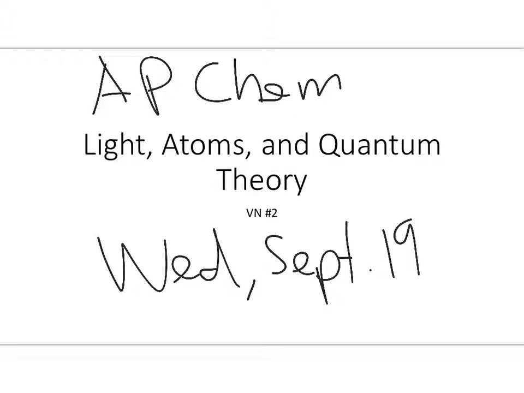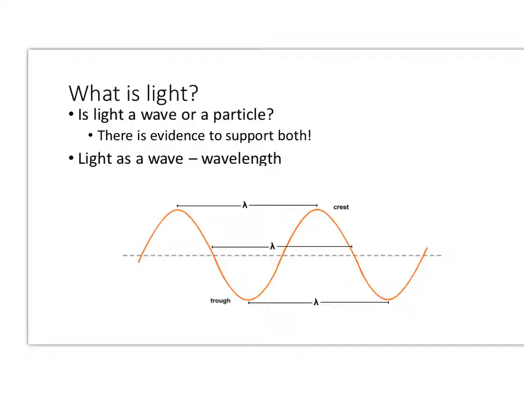We're going to start talking about light and atoms and a little bit of quantum theory. Doesn't that sound fun, you guys? Well, let's get started. Alright folks, so what is light? Light is a form of energy. Is it a wave or a particle? The answer is that it is both. Sometimes light has characteristics that make it seem like a wave. Sometimes it has characteristics that make it seem like a particle. Just so you know and remember, a particle of light is called a photon.